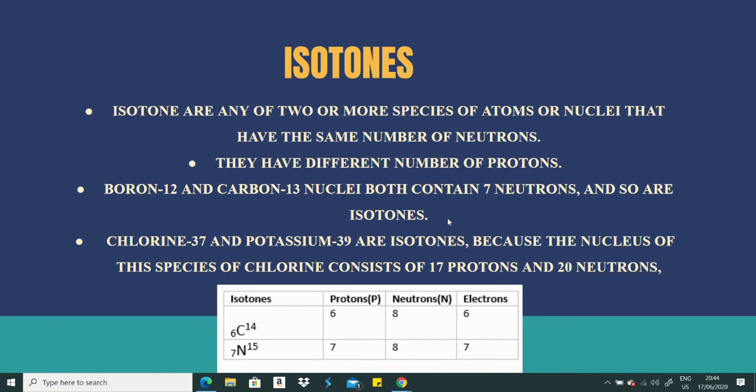Okay, so this is about the current session, and we'll continue topics in the next sessions of this atomic structure. We'll learn about the structure of the atom in detail and all. So this is for the current session.